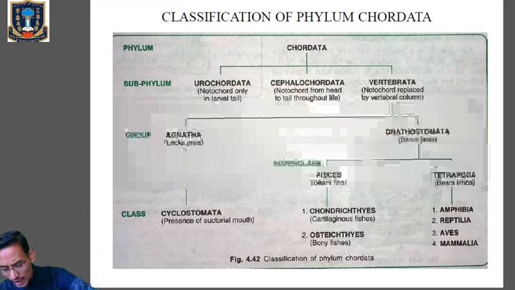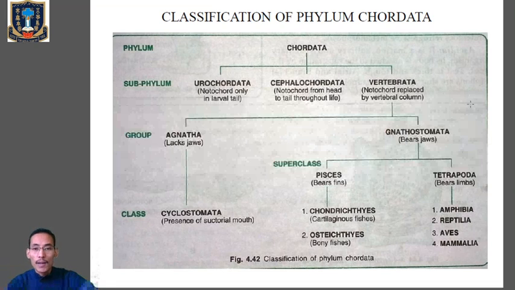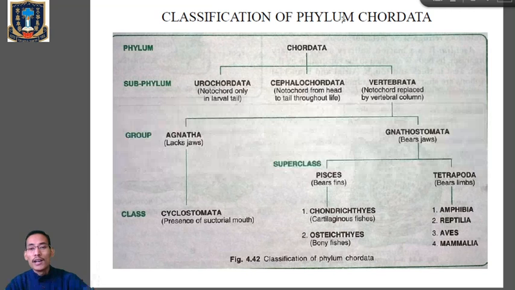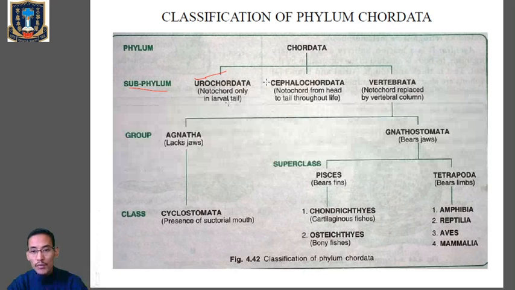We'll begin with the classification of phylum Chordata. So the phylum Chordata has been divided into three subphyla. Urochordata, where the notochord is present only in the larval tail. Then we have Cephalochordata, where the notochord is present from head to tail throughout life. And the third subphylum is Vertebrata, in which the notochord is replaced by the vertebral column. Then the Vertebrata is further divided into two groups.